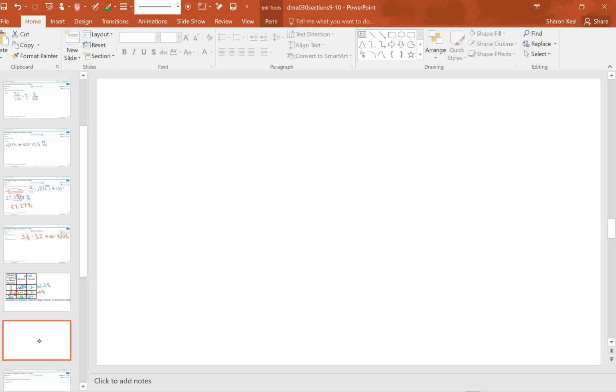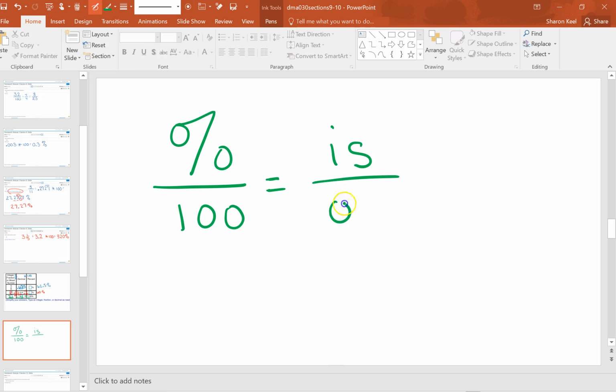Now, as we continue and move into section 10, we're going to be given statements such as what is 25% of 700, or 13 is 6.5% of what number. When we are working in this section, always remember that your percent is written over the 100. In our statements, we're going to use the keywords is and of to know where we plug in our values.